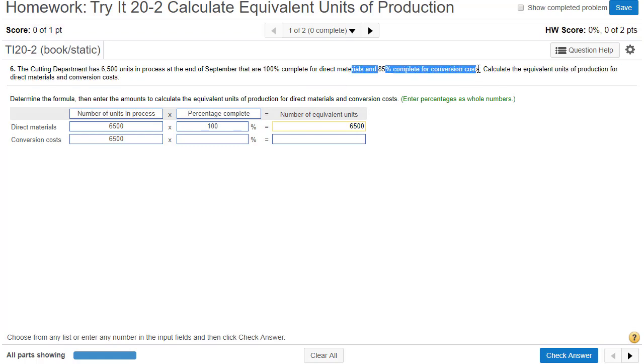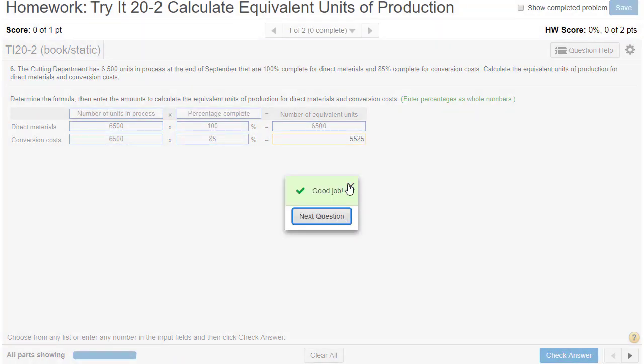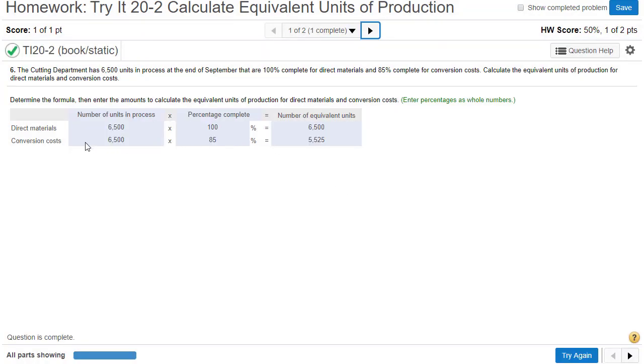Now let's get to the conversion costs. The conversion costs, remember this is direct labor and manufacturing overhead, they're only 85% complete. So we type in 85 here, and then we do the math. So 6,500 times 85% gives us 5,525 equivalent units of production. So what that means is for the conversion cost, because these 6,500 units are only 85% complete, that's the equivalent of 5,525 units being 100% complete. And then later we will do this same process on the production cost report.